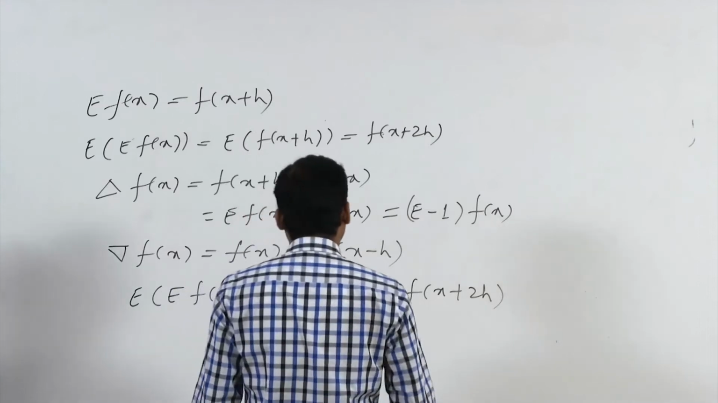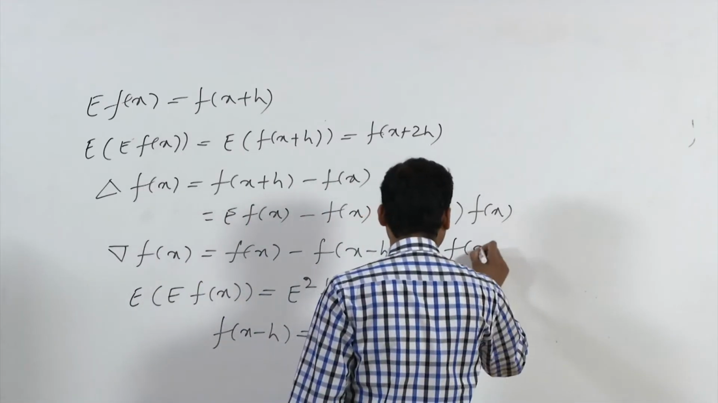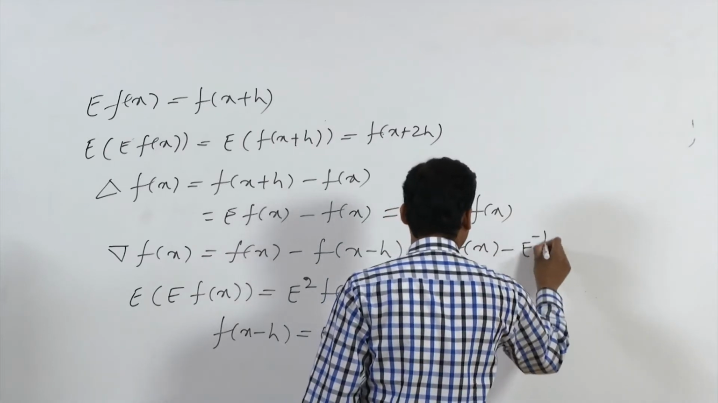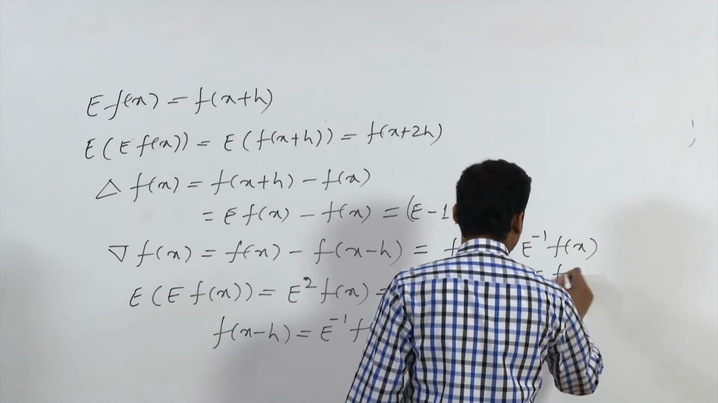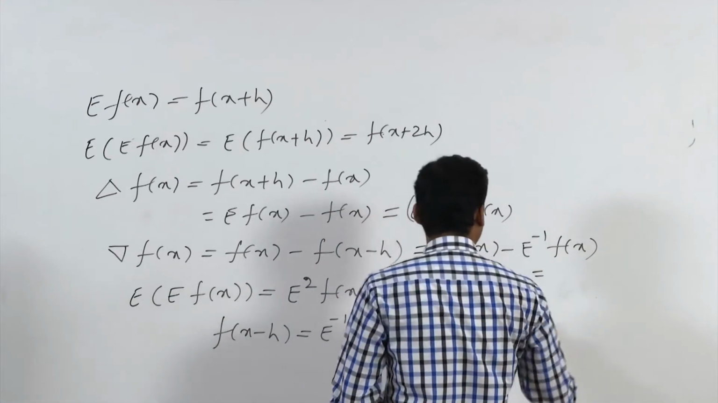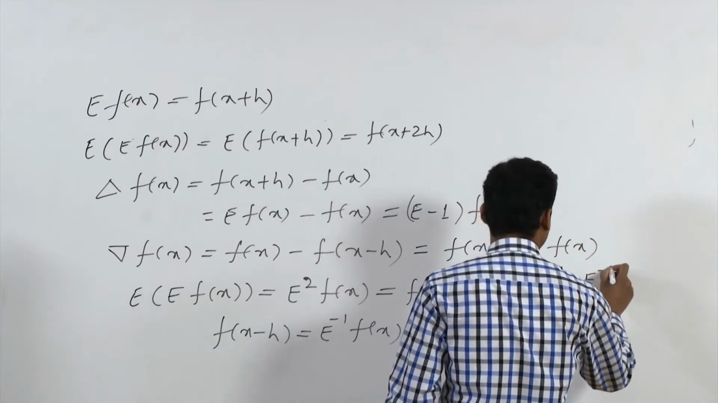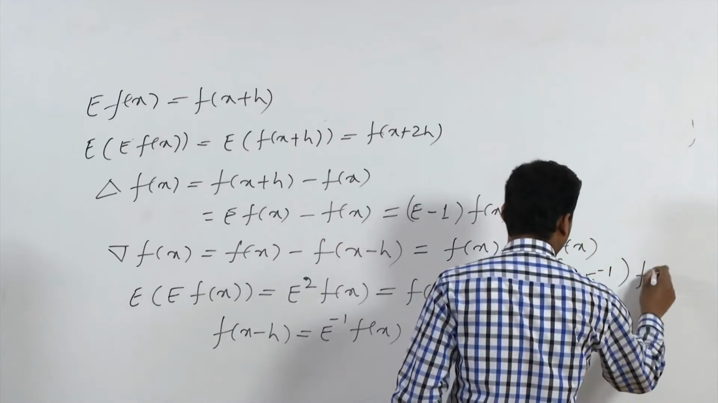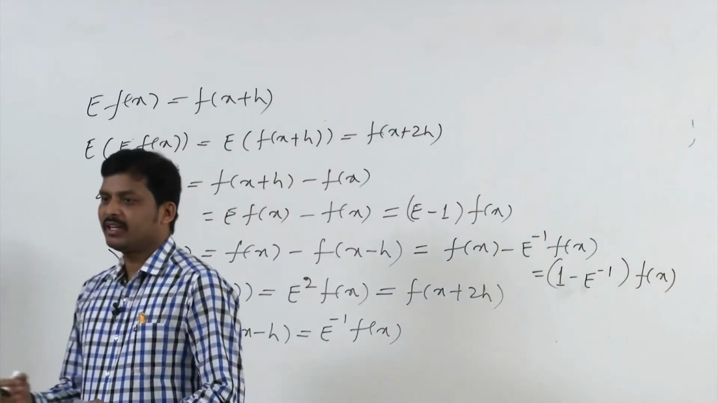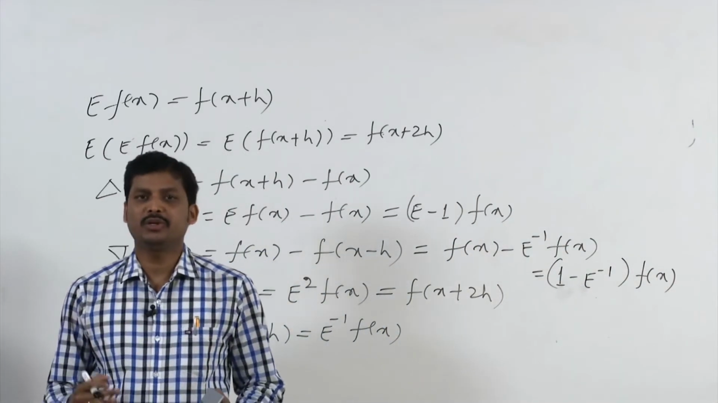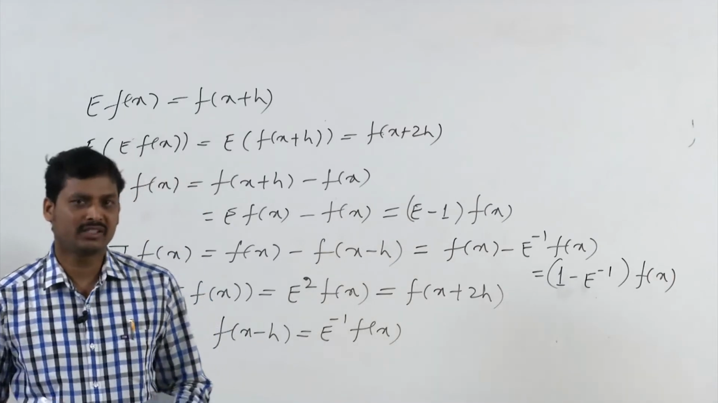So similarly, we can express this expansion as f(x) minus E to the power minus 1 of f(x), which we can write as 1 minus E inverse, that is, the operator operated on the function f(x). So different operators like the central difference operator we can also express, in the form of E to the power half minus E to the power minus half.